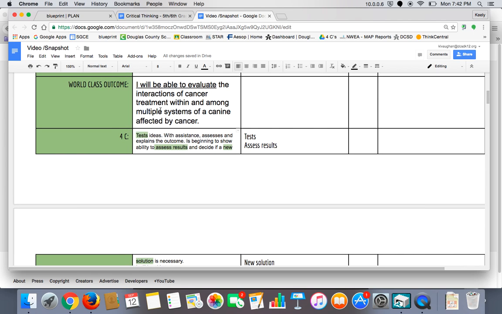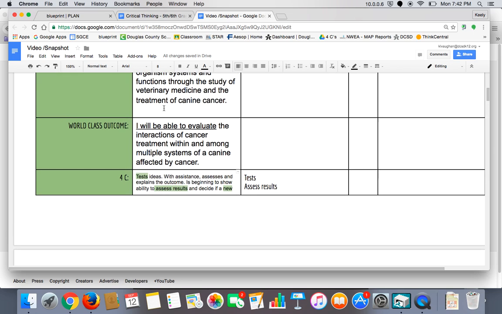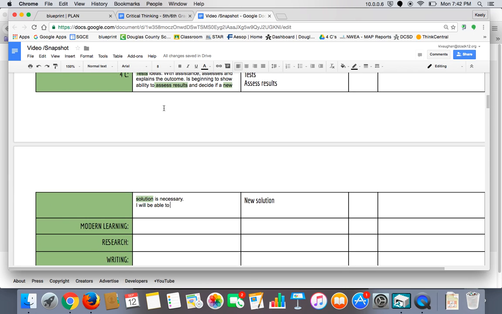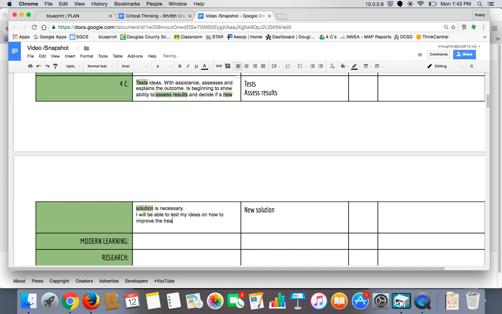So again, I'm looking at multiple systems and how those systems are affected within a dog that is being treated with cancer. So I've got to combine all of that thinking. So I will be able to test. What am I testing? I'm testing my ideas on how to improve the treatment of canine cancer. So I've got my tests done, so I can get rid of that.